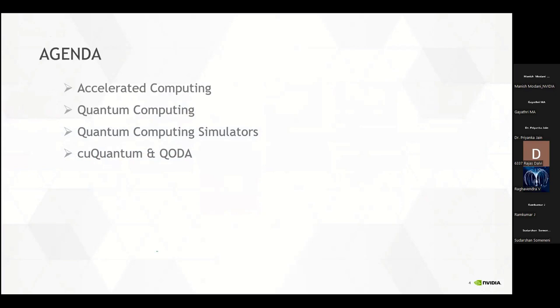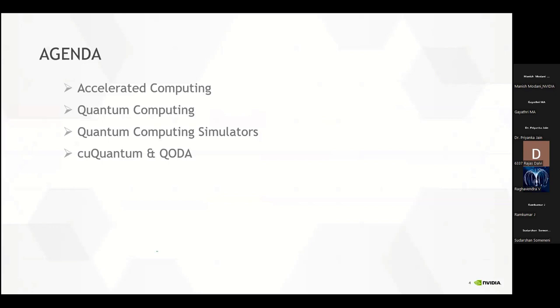First I will start with accelerated computing. What is accelerated computing? I will go a little bit into the basics of quantum computing, as I was told that I should cover it from the beginning. Then I will talk about the simulators and their performance and where NVIDIA fits in. We have two offerings, cuQuantum and CUDA-Q.